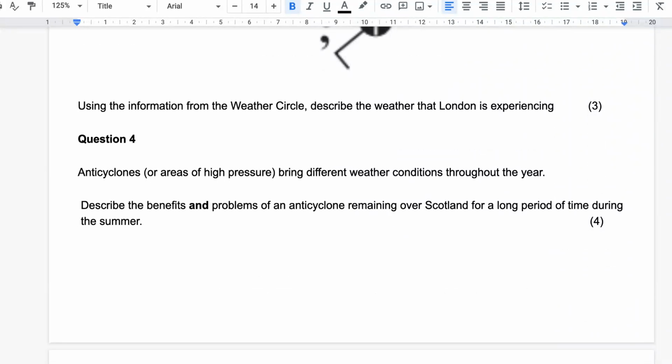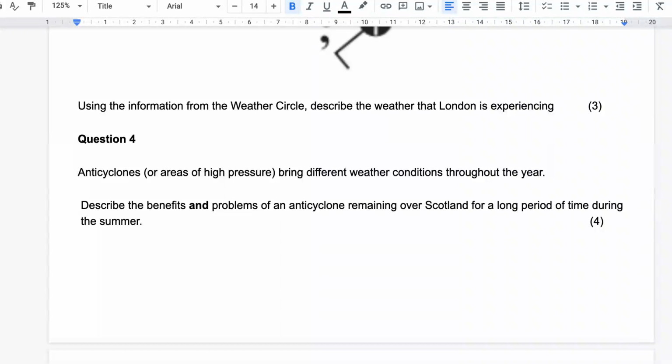So anything you write in your answer that doesn't relate to the summer will not get credit. If your answer doesn't contain some benefits and some problems, you also won't get full marks. Most importantly, if your answer doesn't connect with the type of weather you get with high pressure, then you're also going to start losing marks. So let's just reflect on high pressure weather in summer.